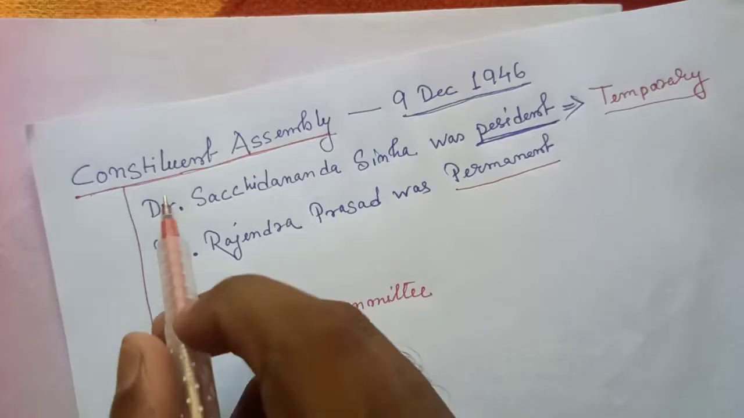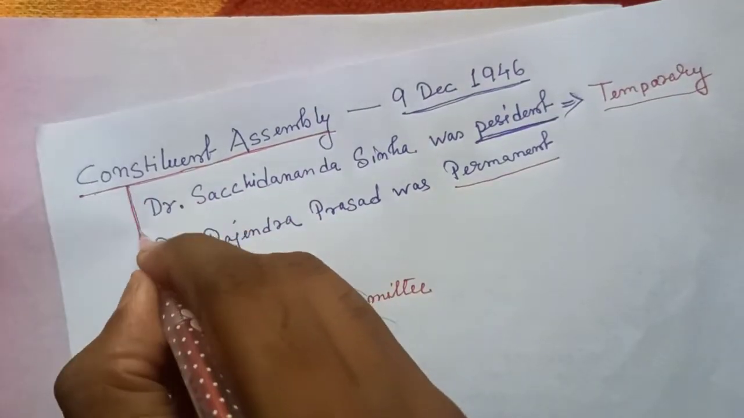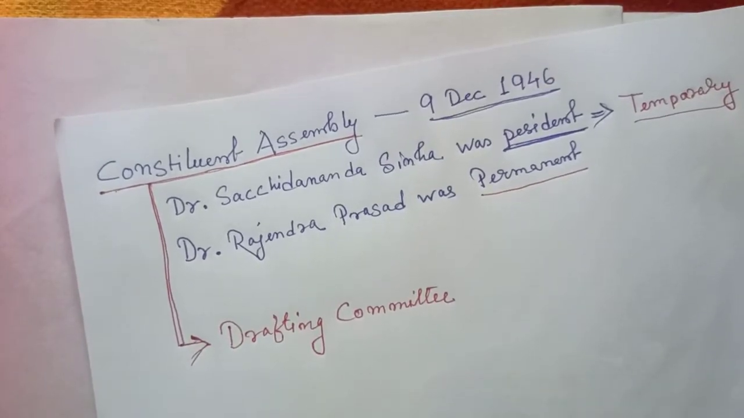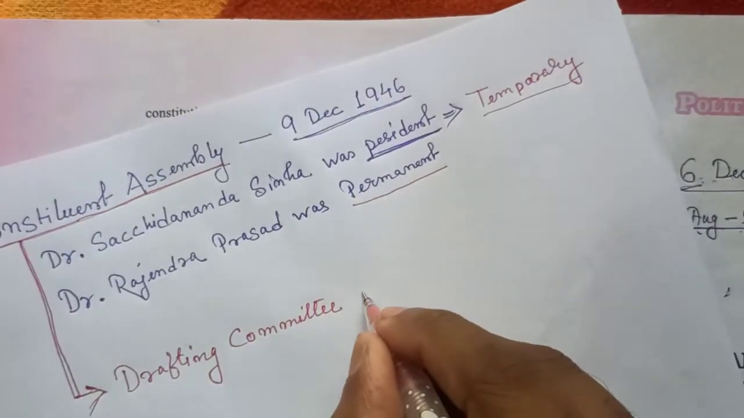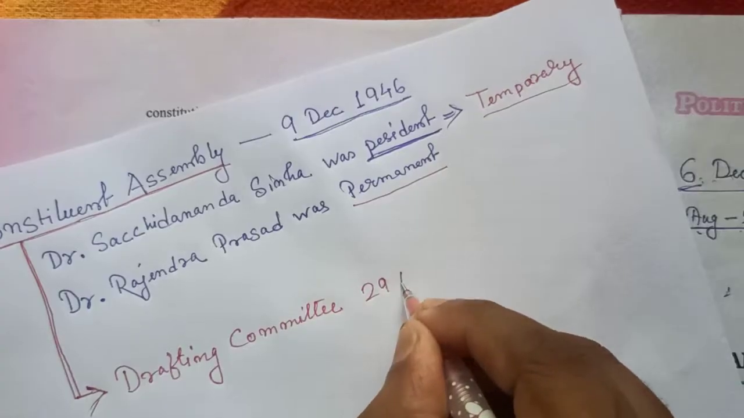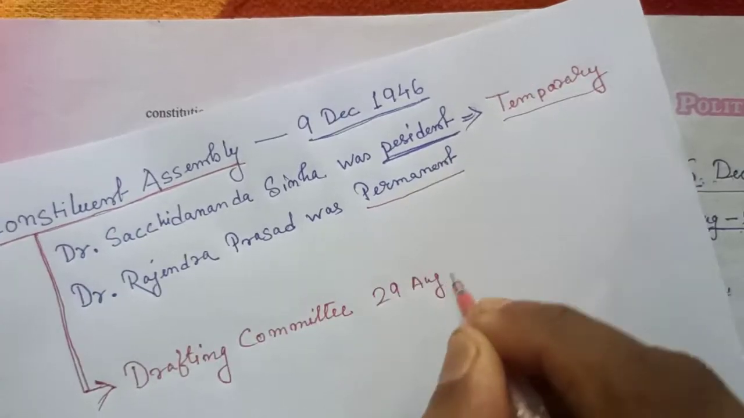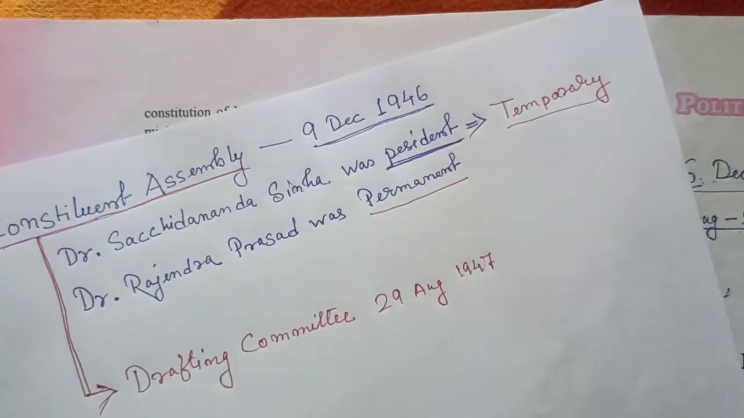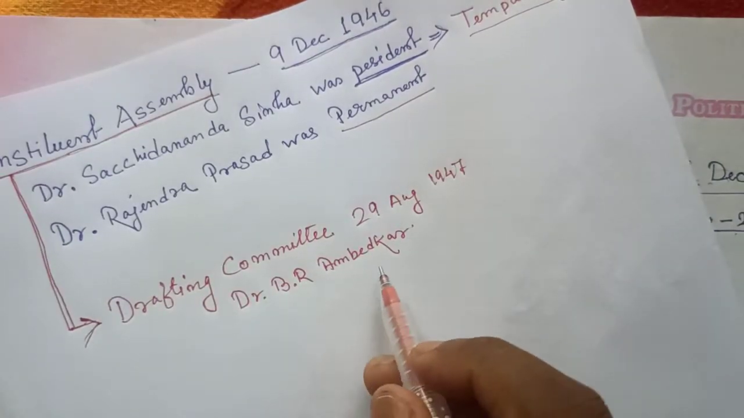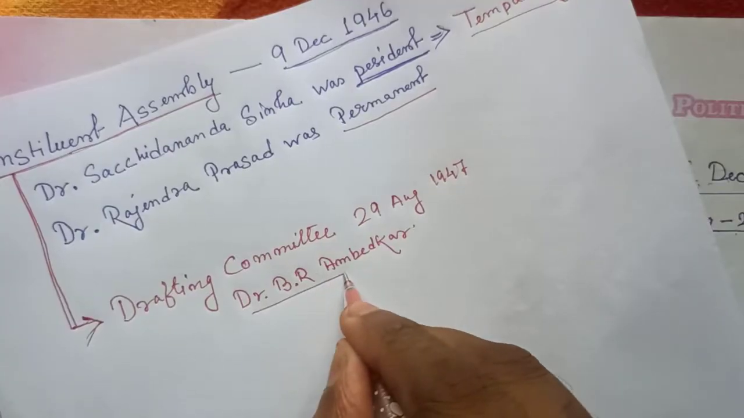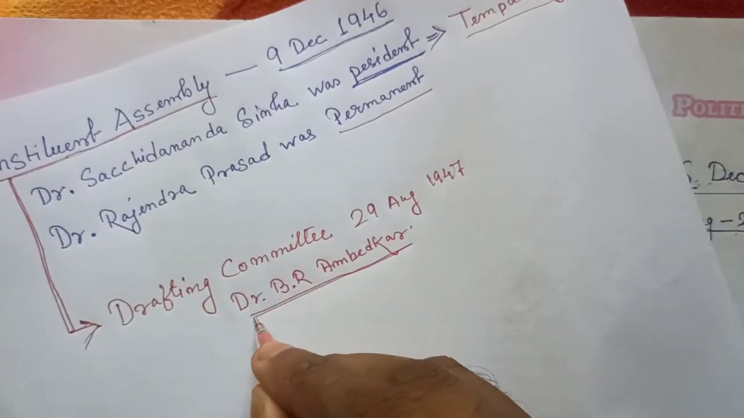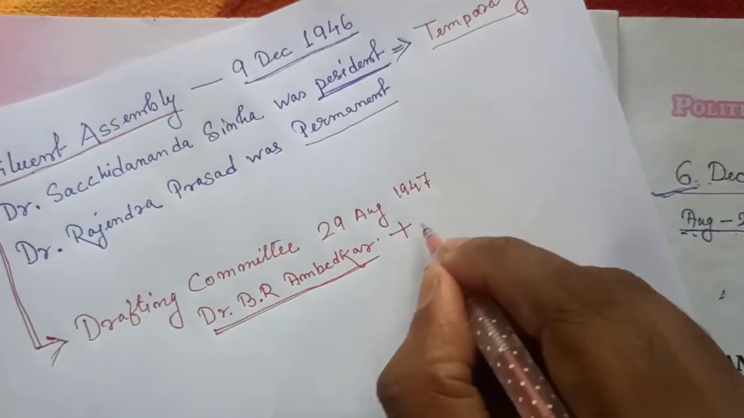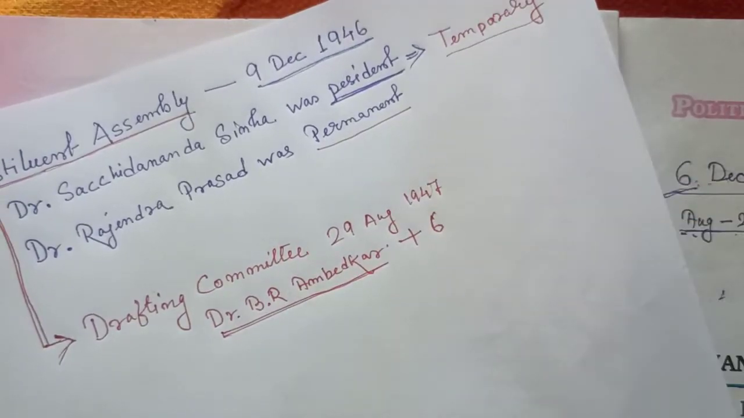And the Constituent Assembly made a drafting committee on 29th August 1947, and Dr. Bhimrao Ambedkar was the chairman of that committee. Along with Dr. Bhimrao Ambedkar, there were 6 other members.